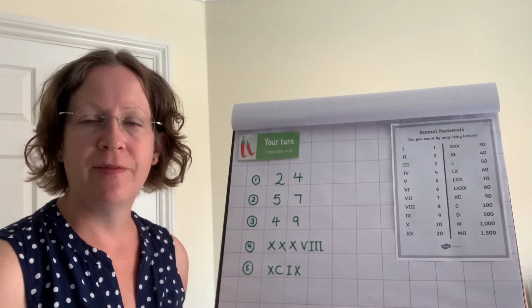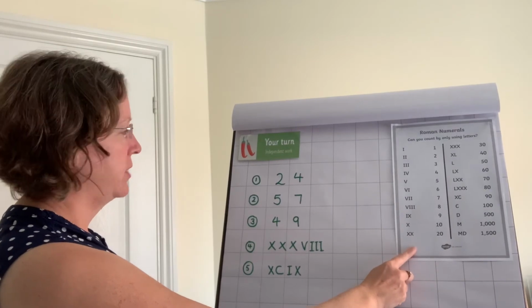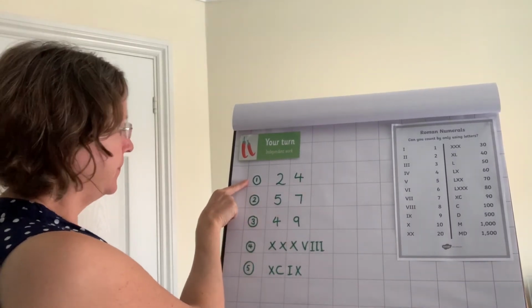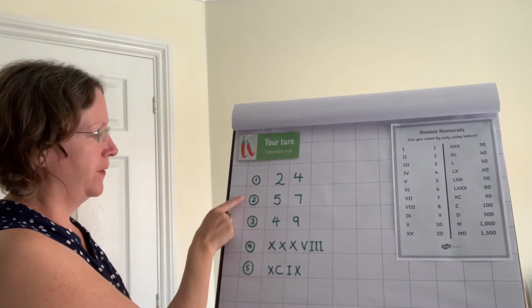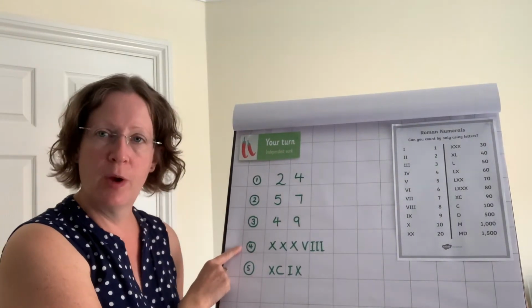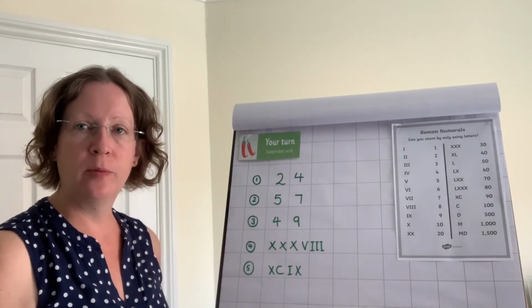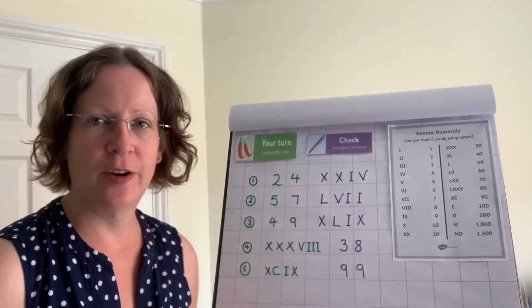Now it's time for you to have a go. Could you pause the video, use the decoder here? Could you then look at 24, 57 and 49 and put them into Roman numerals? And then can you look at these Roman numerals and put them into our number system? Pause the video, have a go, and then come back and check. How did you get on?